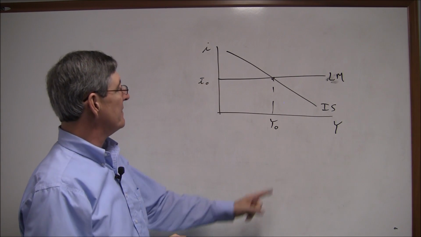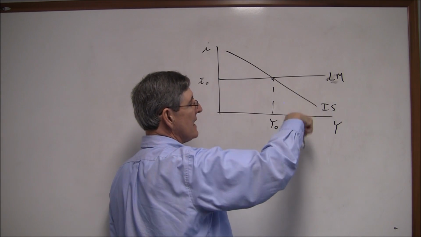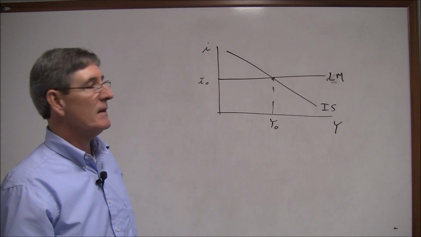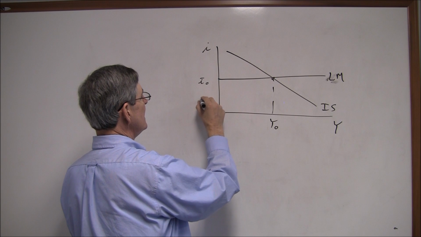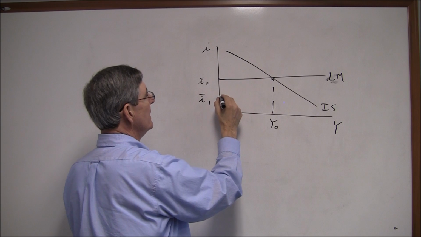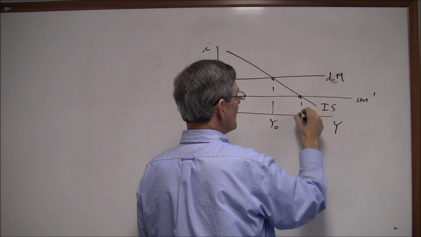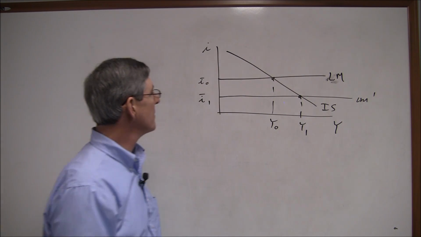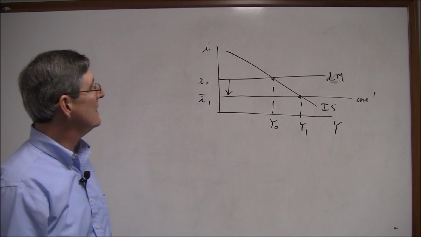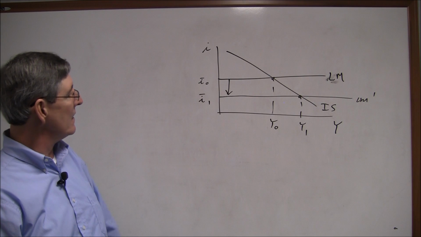So let's say the Fed thinks that income's too low, full employment's out here somewhere. So what it'll do is they'll meet and they'll say, okay, let's change the interest rate target to I bar 1. Let's lower the target. And when they do that, income will go up to Y1. And so monetary policy is just the change in the interest rate. So the outcome is that you get a higher level of income.